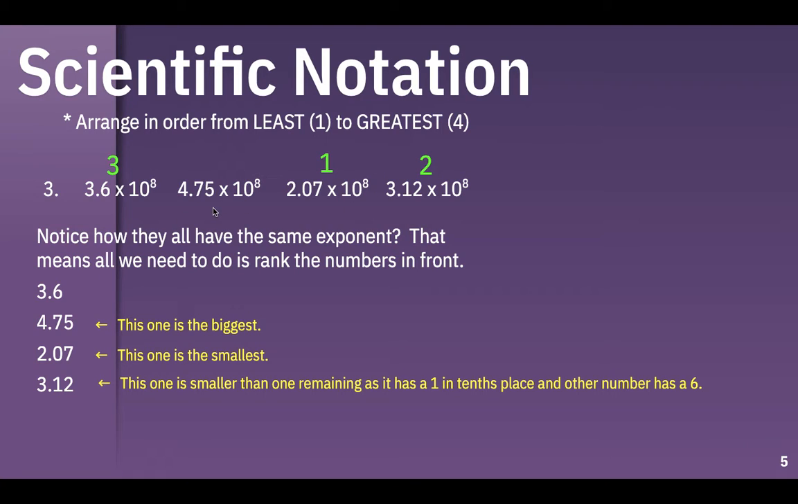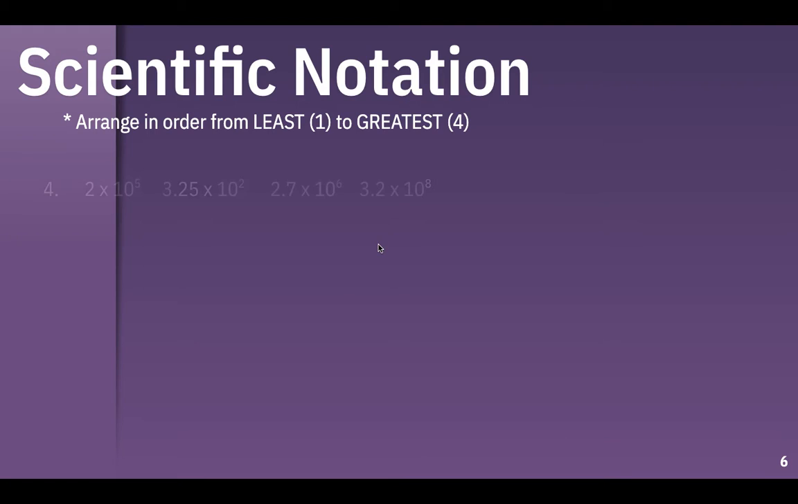3.6 times 10 to the 8th, and then lastly our biggest number is 4.75 times 10 to the 8th. Real easy to do when you have the same exact exponent. All right, how about if we have scientific notation again, but this time we have 2 times 10 to the 5th, 3.25 times 10 to the 2nd, 2.7 times 10 to the 6th, and 3.2 times 10 to the 8th.